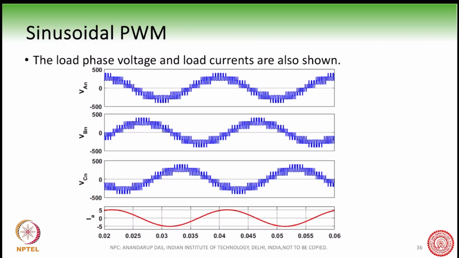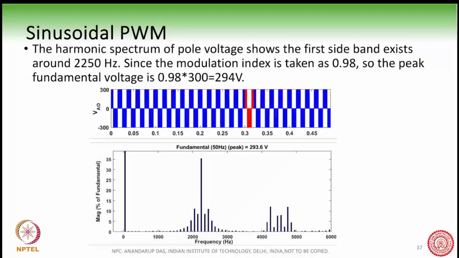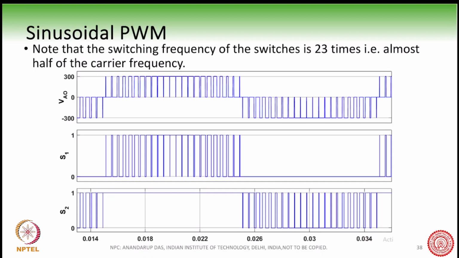The load phase voltages and currents are also shown here. Now, if you see the harmonic spectrum of the pole voltage, you will see the first band exists around 2.25 kilohertz. And if the modulation index is 0.98, the peak voltage is here, 294 volt. That is where it will come.